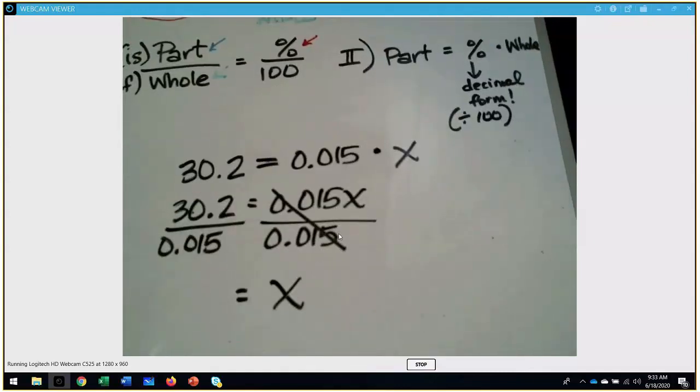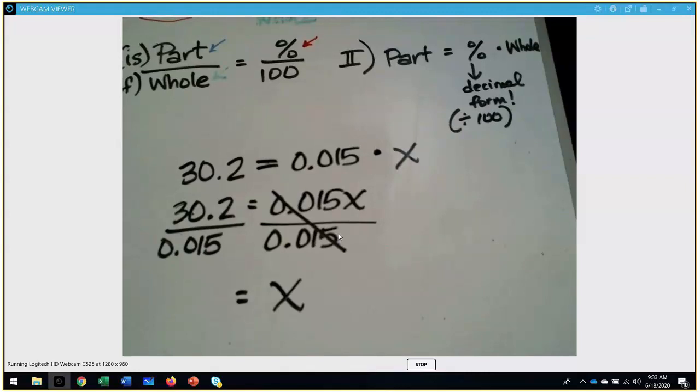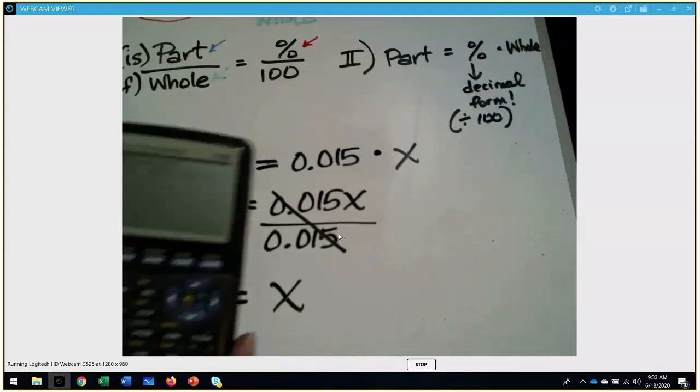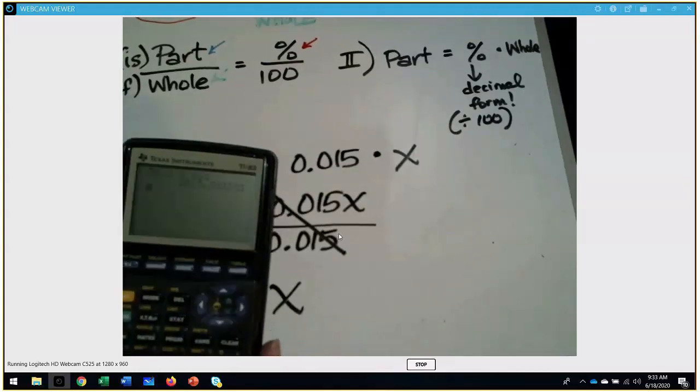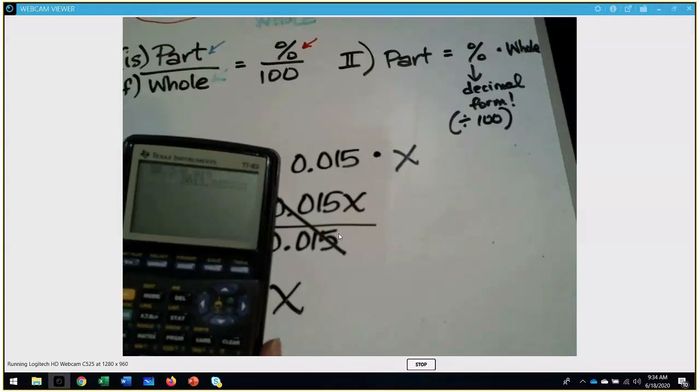And let's plug in. 30.2 divided by 0.015 is still giving me the same answer. We just went about it in a totally different way.